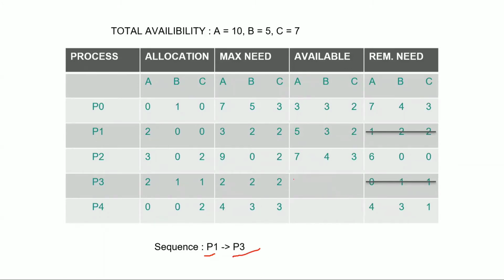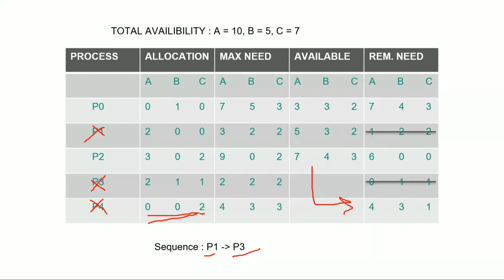Moving on, then we will check for P4. Can we fulfill the need of P4? P4 is saying I want 4 instances of A, 3 instances of B, and 1 instance of C. And we have more than that. So definitely we can fulfill the particular need. So after fulfilling the need of P4, we will completely execute P4. So P4 is completely executed, and P3 is completely executed, P1 is completely executed. And P4, having been executed, will release all the resources that we had already assigned to it, that is 2.